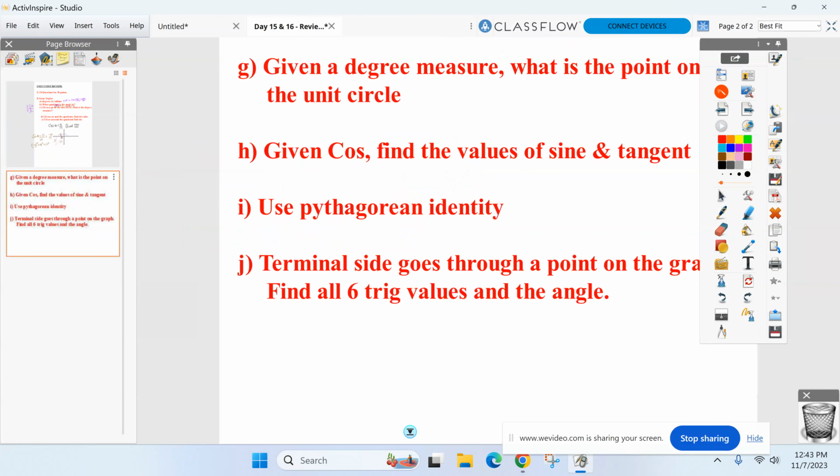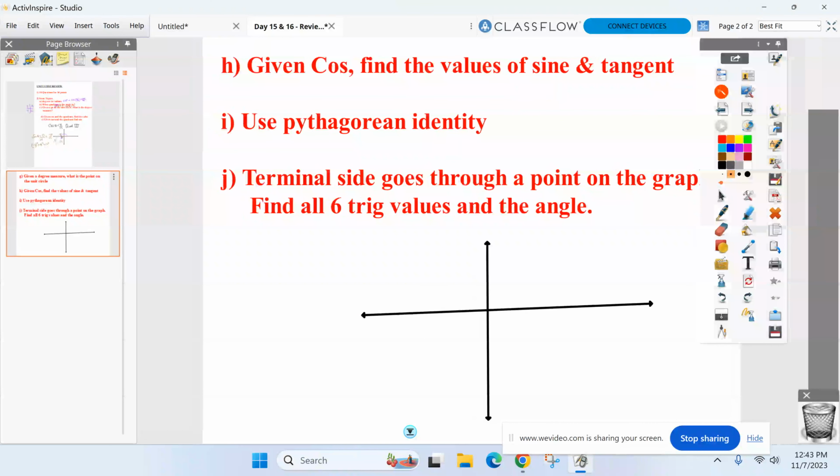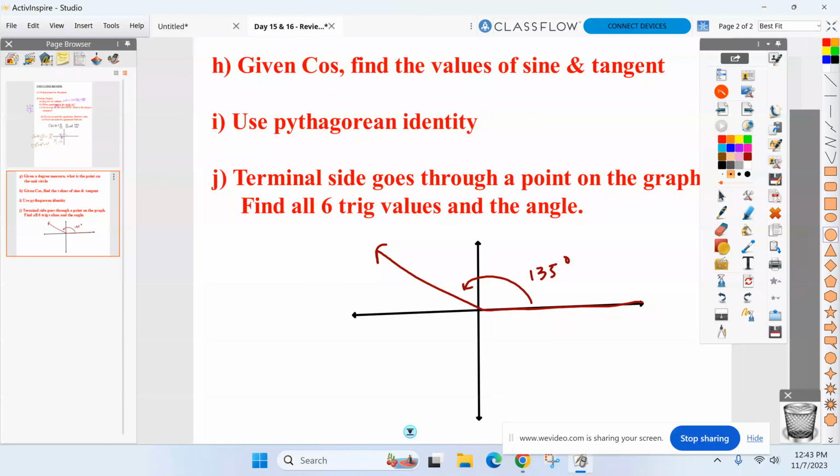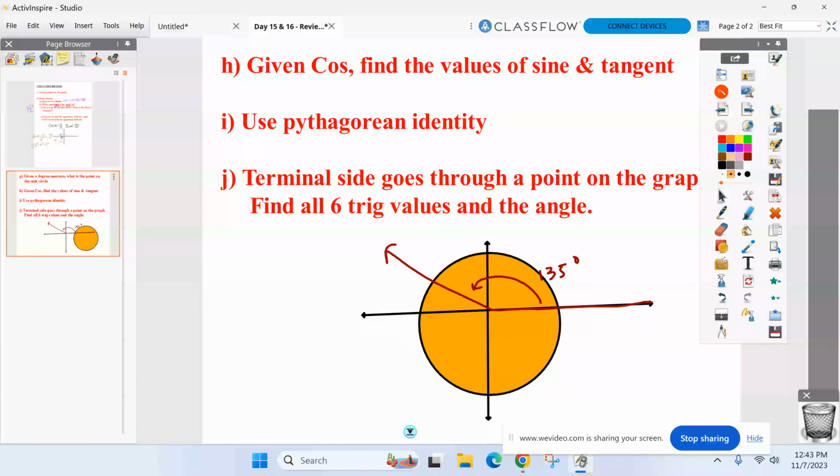Given a degree measure, what's the point on the unit circle? Kind of going backwards to what we just did. So let's say I have 135. This is 135 degrees here. What's that point on the unit circle? That's a 135 degree angle. What's that point?